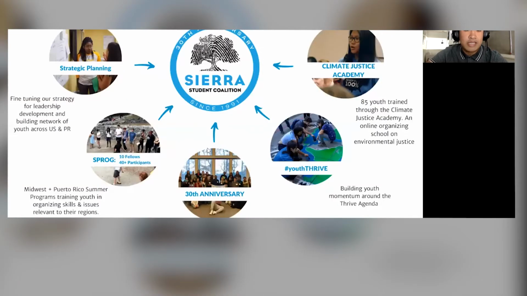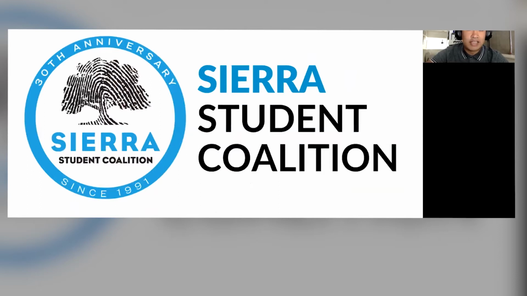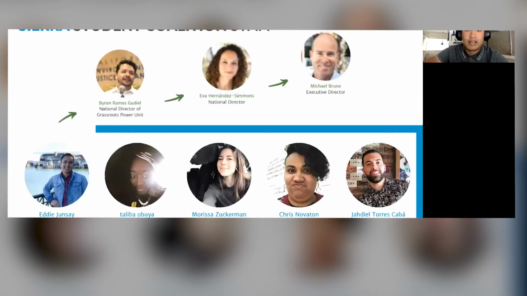So we have Taliba, our network manager, who you'll hear from after me. And Taliba comes to us bringing a real breadth of experience in grassroots organizing and movement building in the South. We also have Rakaya, who is currently an SSC fellow and a young organizer in North Carolina. We have Chris Novaton, our trainings manager, and Chris also comes to us with a breadth of experience in organizing, from electoral campaigns to grassroots and movement building organizing as well.